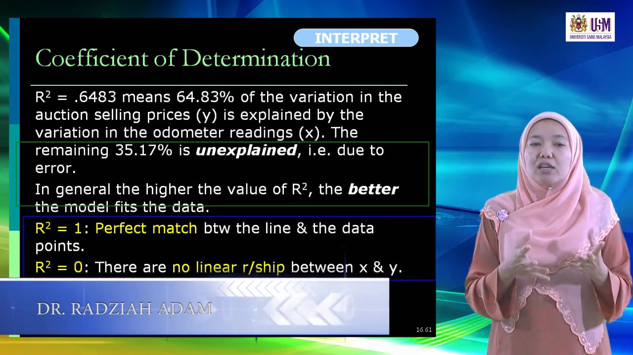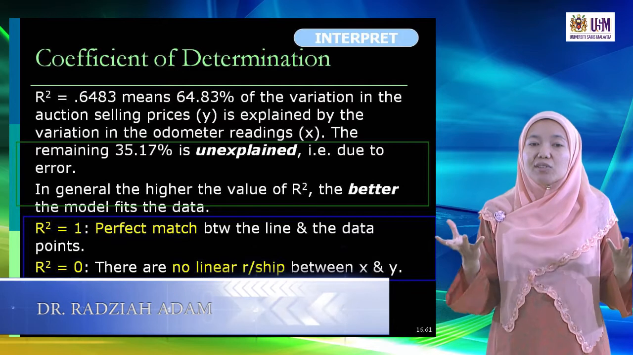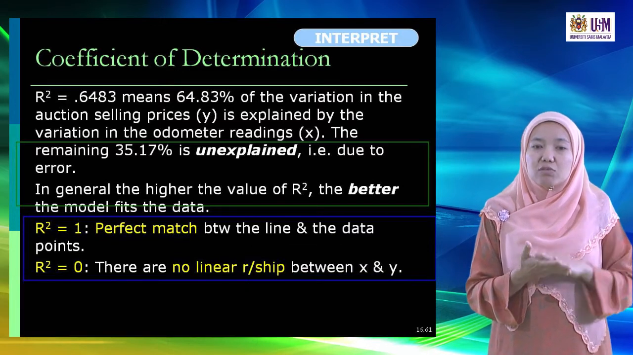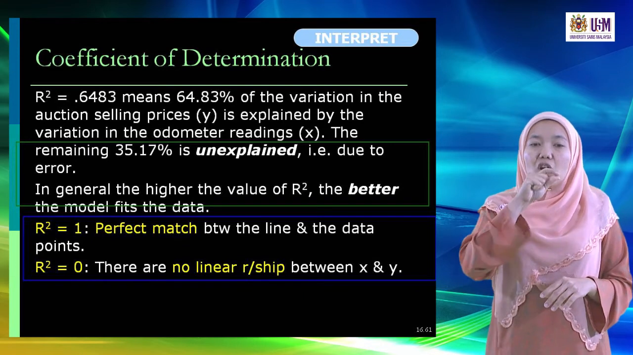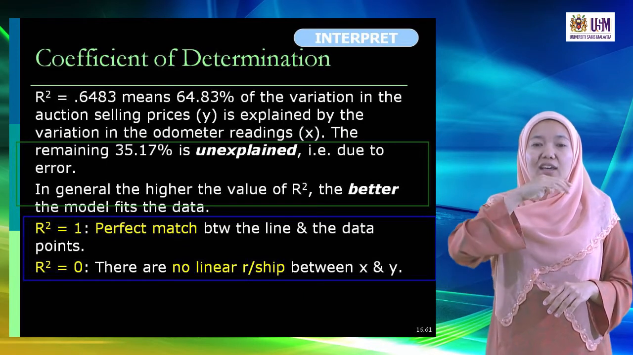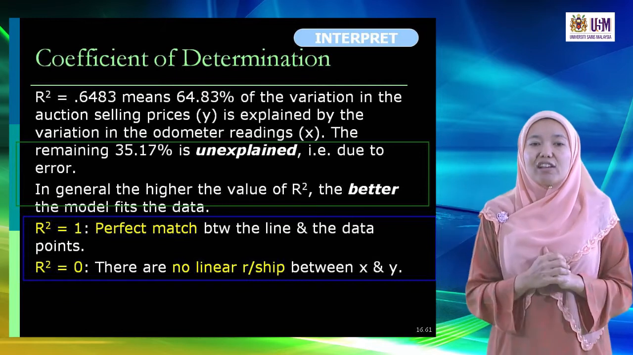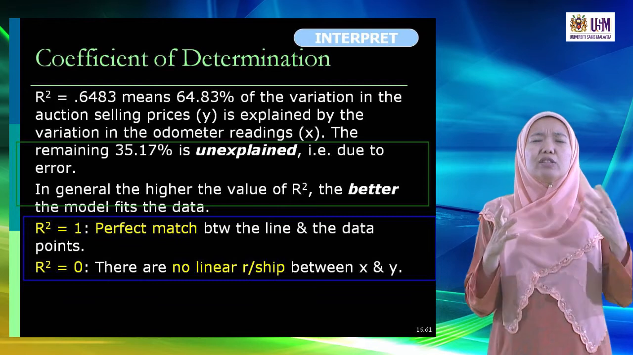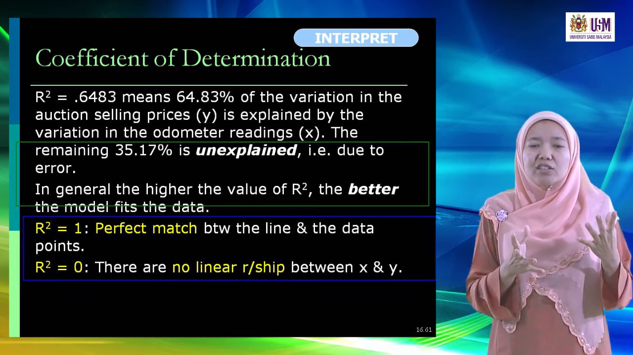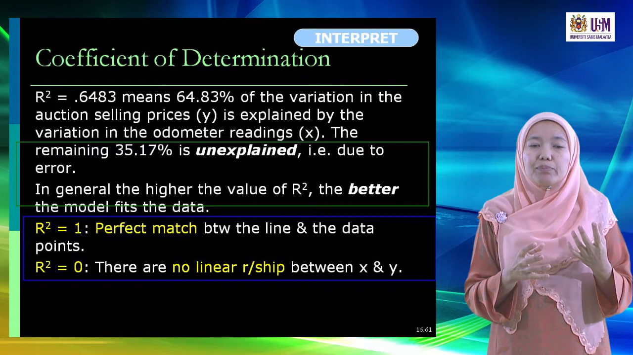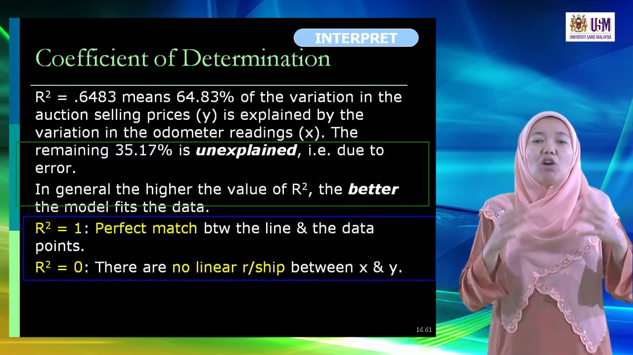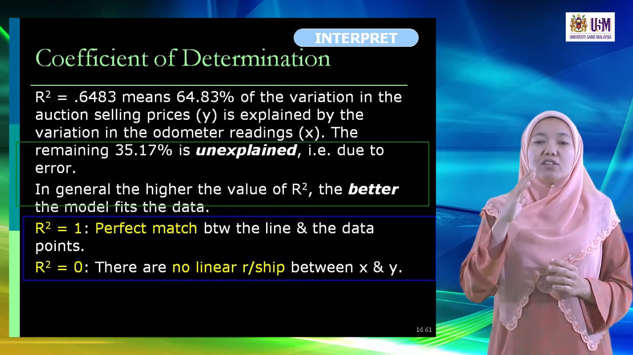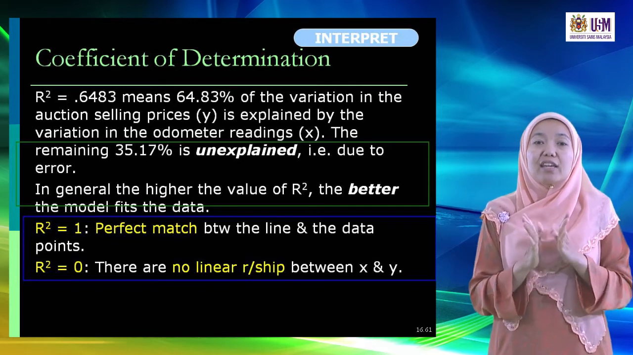So if R square equals to 1, what does it tell you? This is like a perfect match between the X and Y. All your dotted points fall exactly on your regression line. If you have R squared equals to 0, this is like the correlation graph just now, where your dotted observation points are scattered all over the graph, you cannot draw a line. So in other words, there is no linear relationship between X and Y.